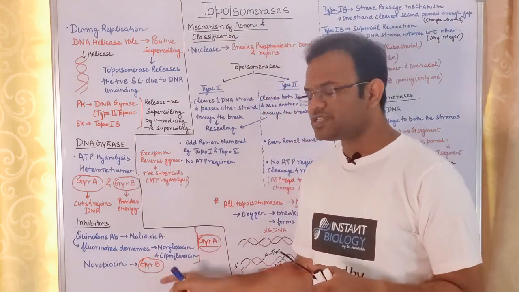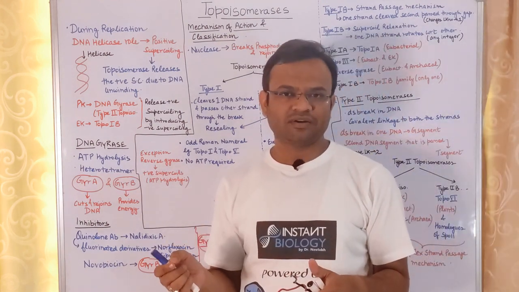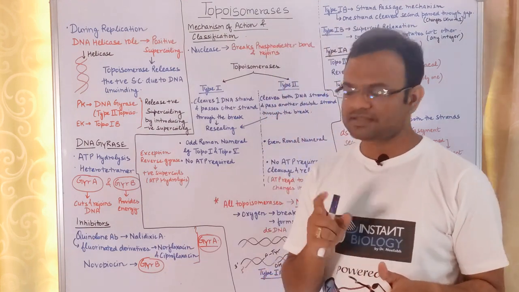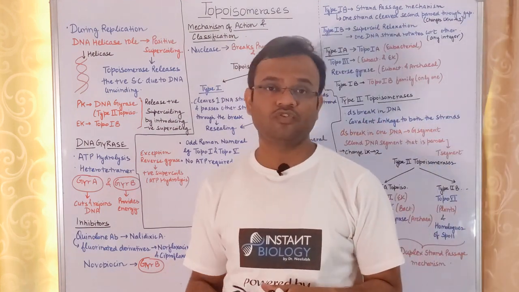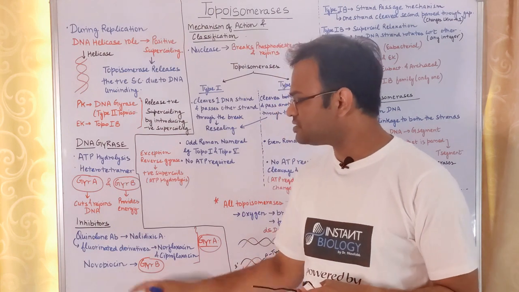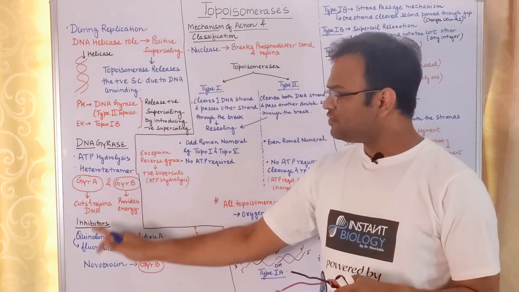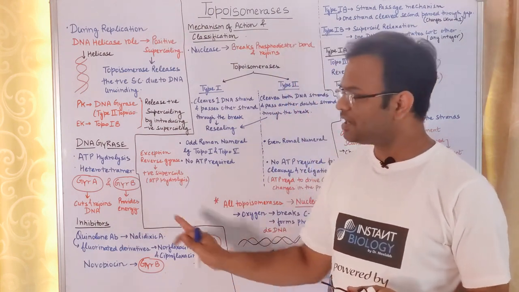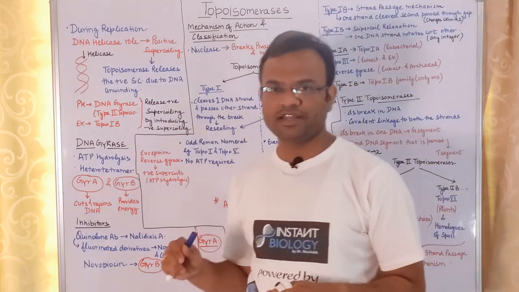What about the Gyrase B subunit? Is there any other antibiotic that can inhibit the Gyrase B subunit? Yes, the name of the antibiotic is novobiocin. Novobiocin is the name of the antibiotic. So I believe you would now have a clear idea about the inhibitors of this DNA gyrase.